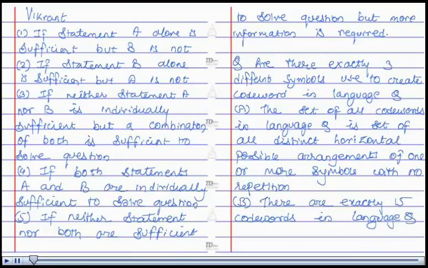Hello, I am Vikrant. The question is, mark your answer as 1 if statement A alone is sufficient but B is not. 2 if statement B alone is sufficient but A is not. 3 if neither statement A nor B is individually sufficient but a combination of both is sufficient to solve the question. 4 if both statements A and B are individually sufficient to solve the question. 5 if neither statement nor both the statements are sufficient to solve the question but more information is required.